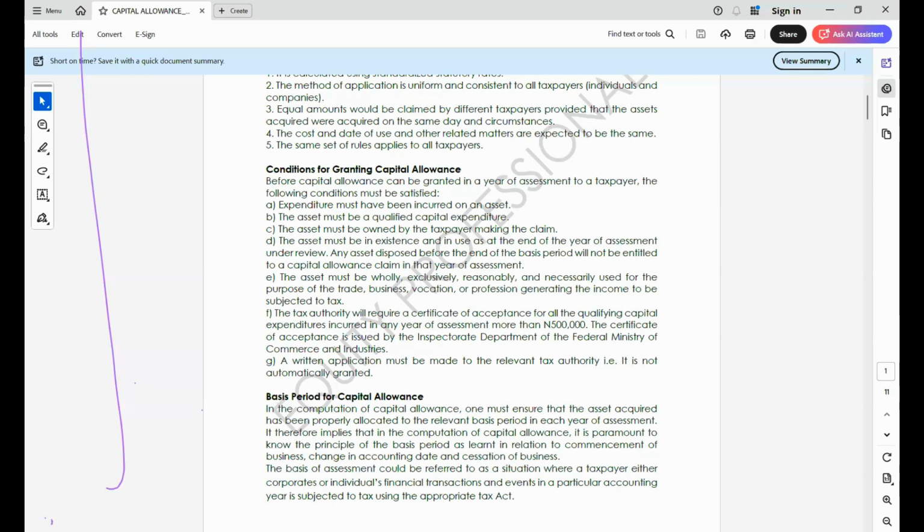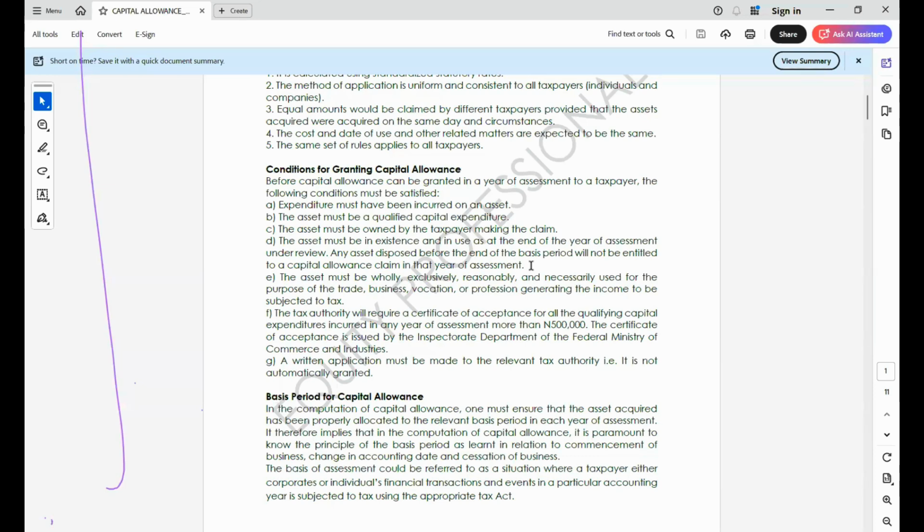Hello. Okay, I believe there is no other question. So let us continue. After that, the next thing is the basis period for capital allowance.